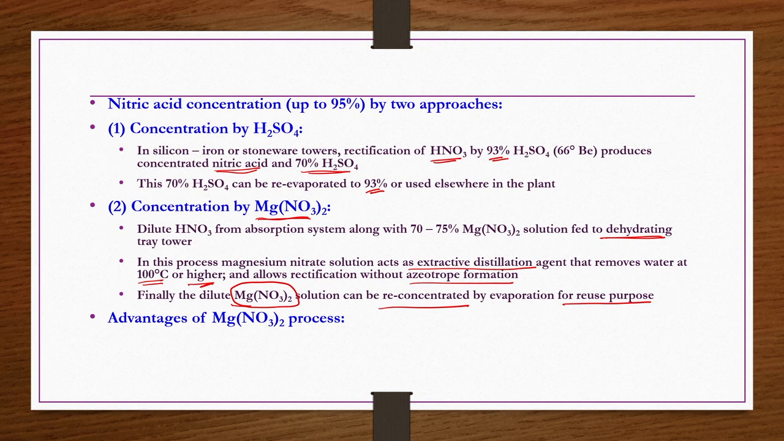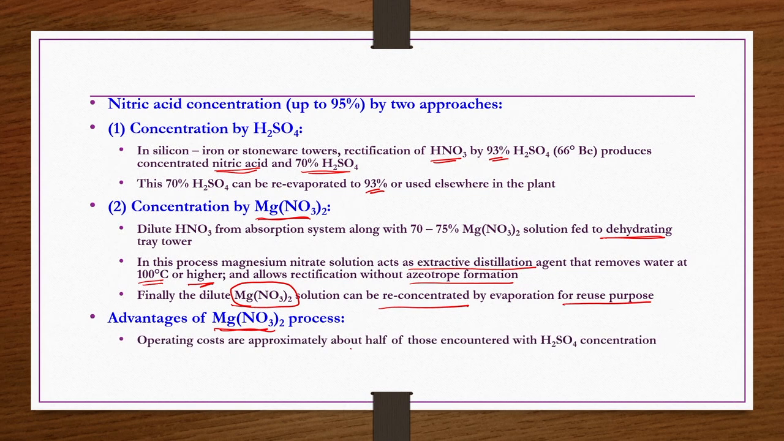Out of these two methods, the magnesium nitrate method has advantages. One is that H2SO4 is clearly more expensive than magnesium nitrate. Not only that, operating costs are approximately half of those encountered with the H2SO4 concentration process. In addition, capital requirements are only 70% as great, and acid quality and yield are also improved by this magnesium nitrate process.